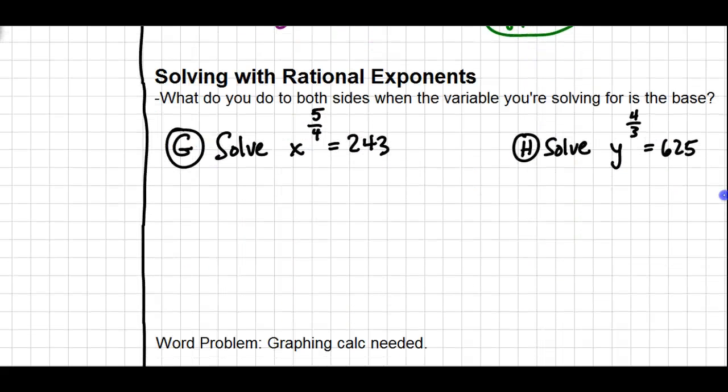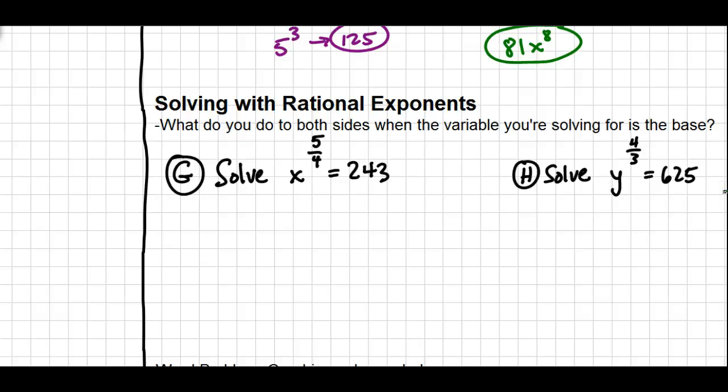You're also going to need to know how to solve using rational exponents. We talked about solving with rational exponents in lesson 7-6, so let's review what you do to both sides when the variable that you're solving for is the base. Hopefully students know there that you should use a reciprocal power. A reciprocal power will allow you to isolate the variable.